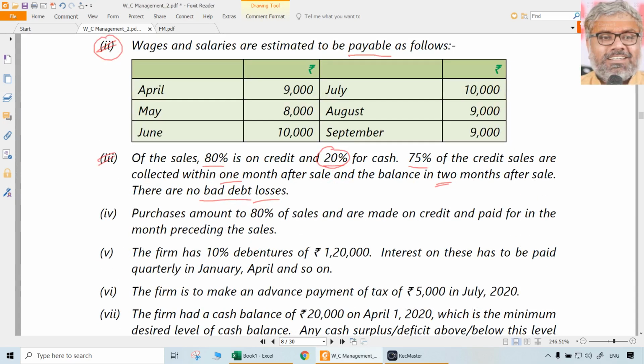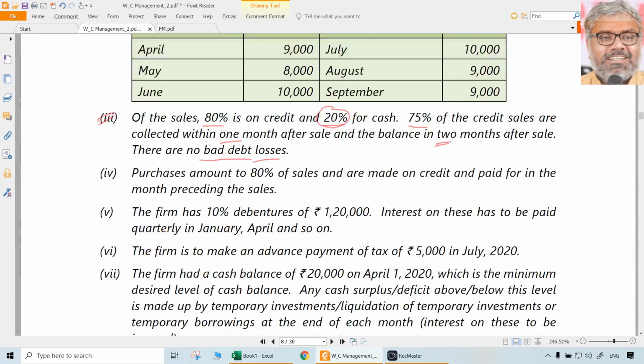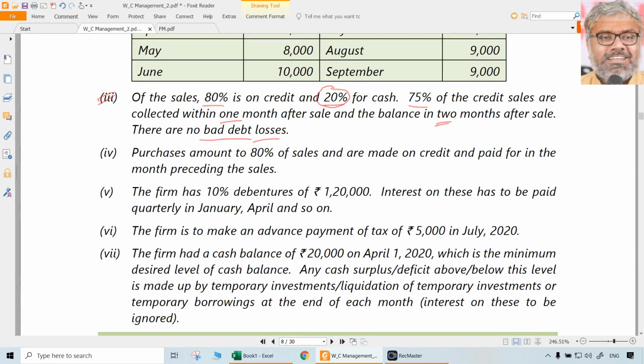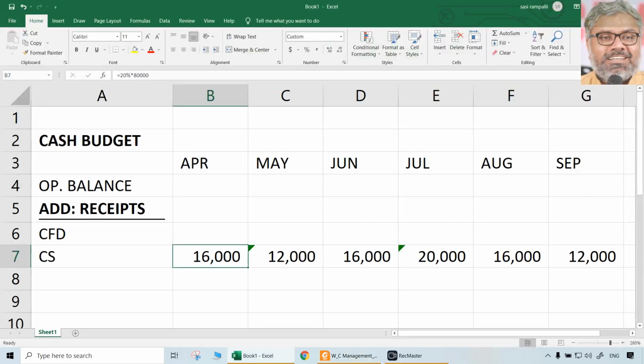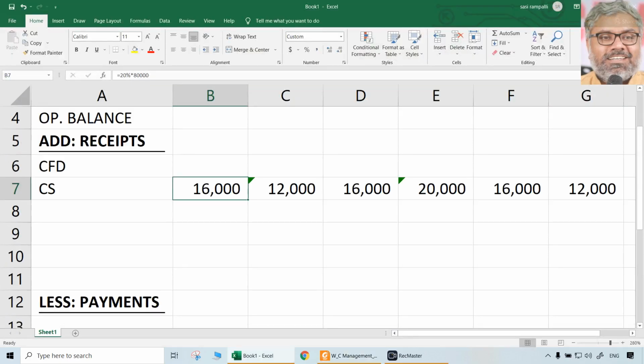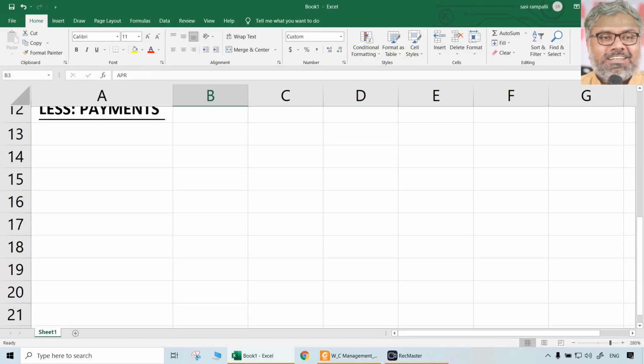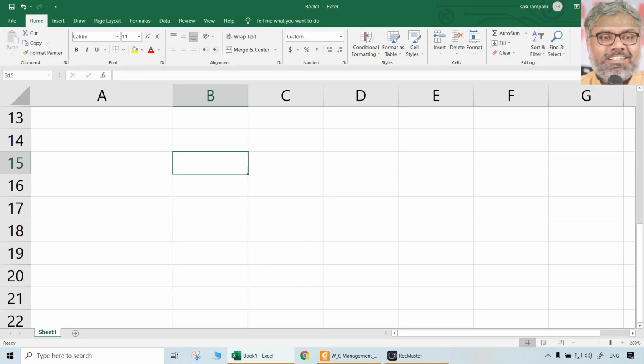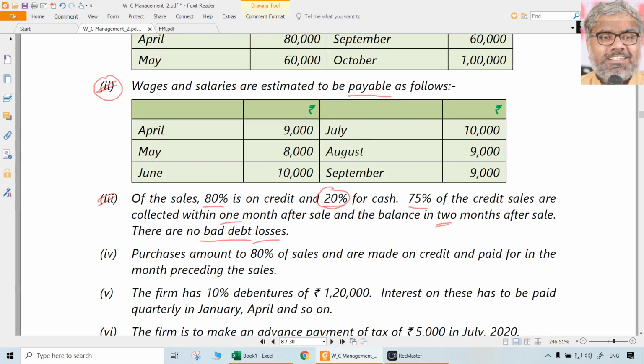What about the collection from debtors? That has to be separately calculated. That has to be done in the working notes. So collection from debtors, how will that be? That has to be done separately. And be careful here. Collection from debtors, how is it happening? The terms have to be clearly understood.